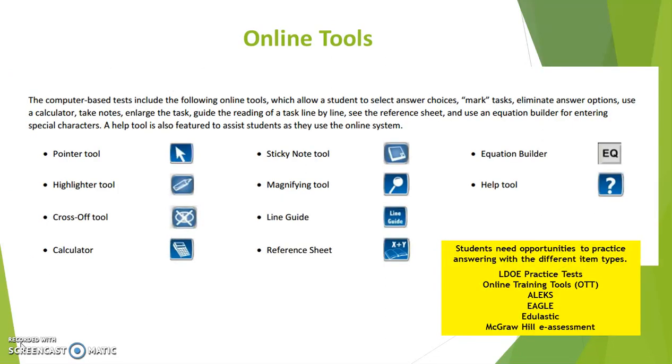The online testing platform includes the following tools, which allow a student to select answer choices, mark items, eliminate answer options, use a calculator for certain items, take notes, enlarge an item, guide the reading of a source or an item line by line, measure figures, and use an equation builder for entering special characters. A help tool is also featured to assist students as they use the online system.